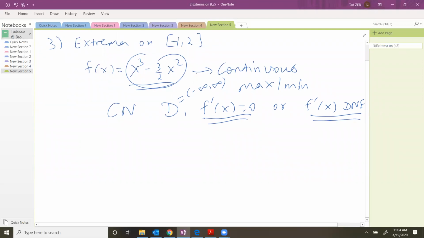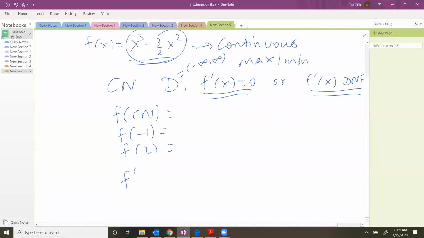Once you have the critical number, what you need to do is evaluate the function at the critical numbers and at the endpoints. Then the maximum of these will be the absolute maximum, the minimum of these will be the absolute minimum. So the only thing is we need to find the critical number. So let's find the derivative. What is the derivative of this function? It is 3x squared minus 3/2 times 2x, which is 3x squared minus 3x. This will never fail to exist because it's a polynomial. So the only thing is I have to solve it equal to 0.